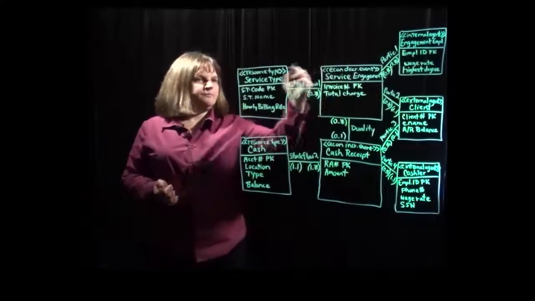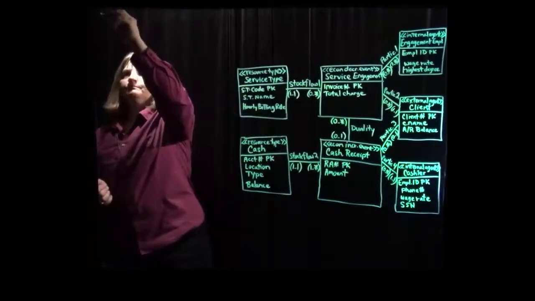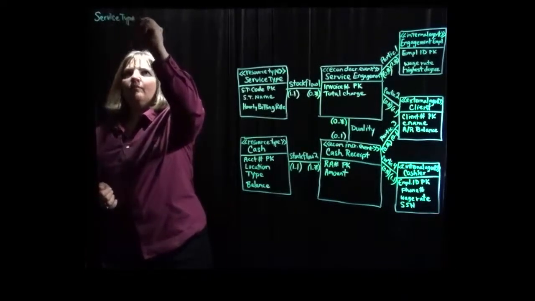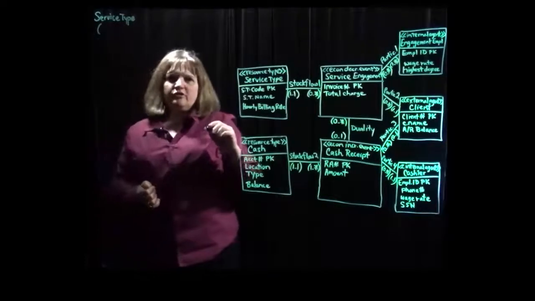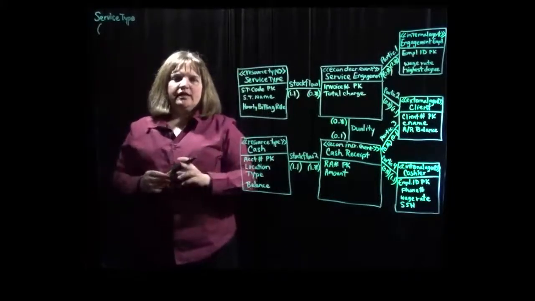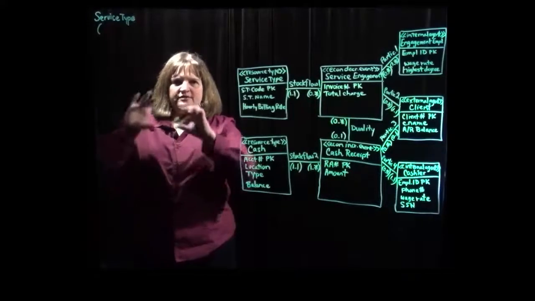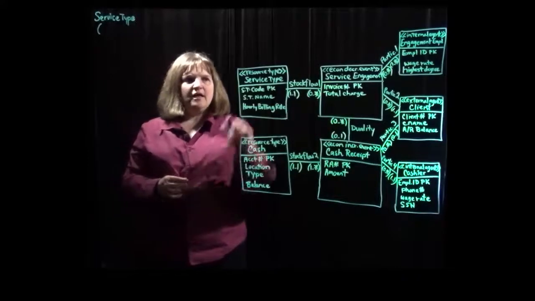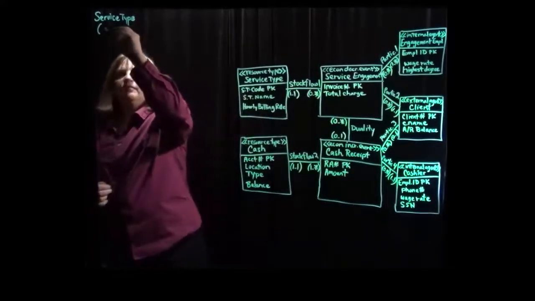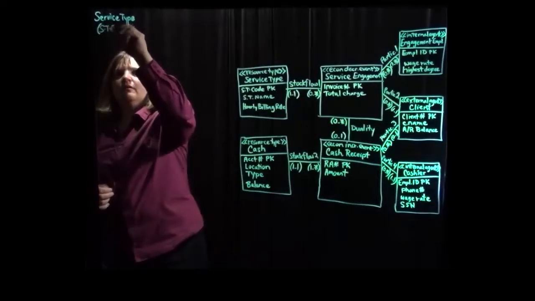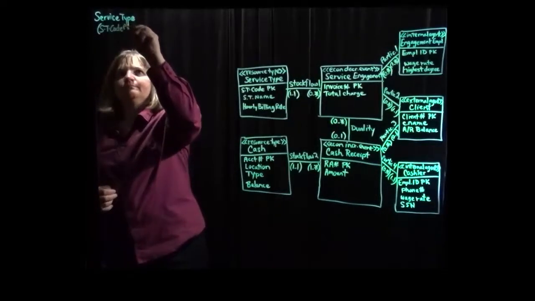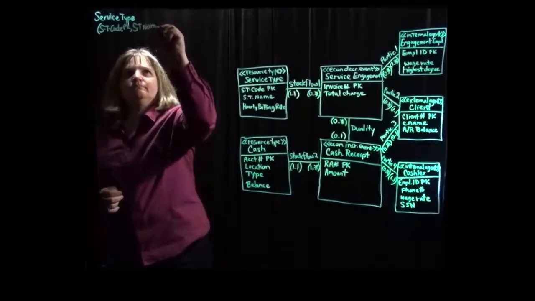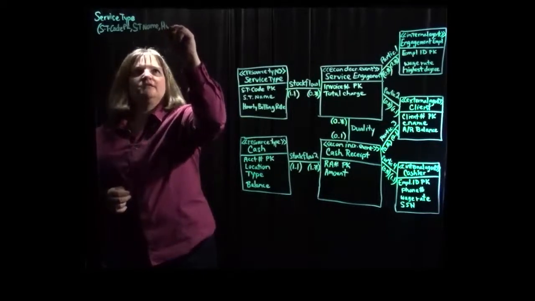So we'll start right here with service type. I'm going to use a shortcut notation where I simply put the attributes in parentheses rather than showing them as tables with rows and columns, because we're not putting data in them, we're just giving the column headings. And so we're going to say that our service type code is going to be our primary key. And then we'll also have the service type name and the hourly billing rate.